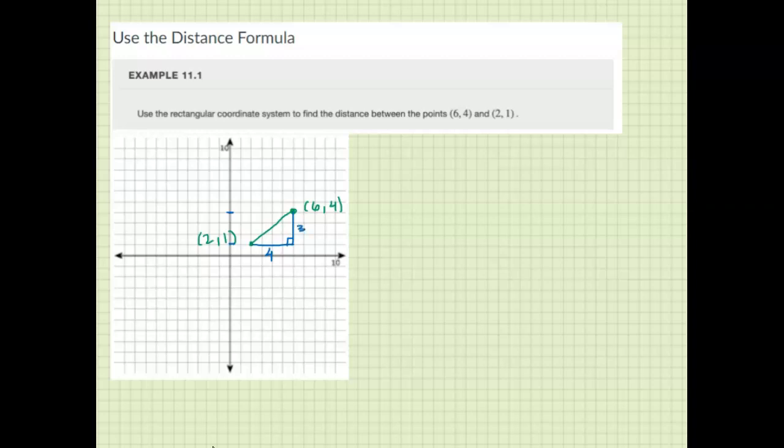Now to find the distance, we can use the Pythagorean theorem. a squared plus b squared equals c squared. We have 4 squared plus 3 squared equals c squared. 16 plus 9 is c squared. This is 25. And then take the square root, we get c equals 5. Right, so you can see the distance between those 2 points is 5 units.